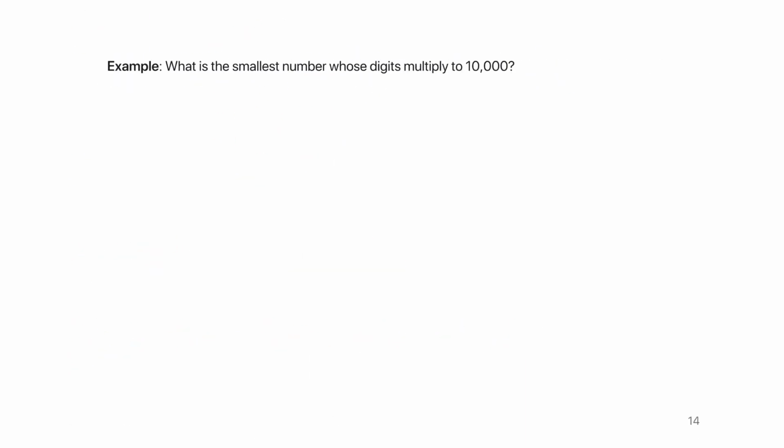Cool. Here's a fun question that I actually had in a technical interview last semester. Try and determine the smallest number whose digits multiply to 10,000. Smallest number whose digits multiply to 10,000. I'll give you a couple minutes to discuss that, and then we'll come back together.